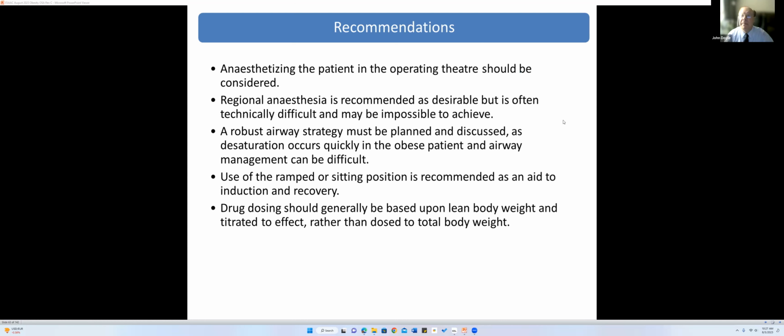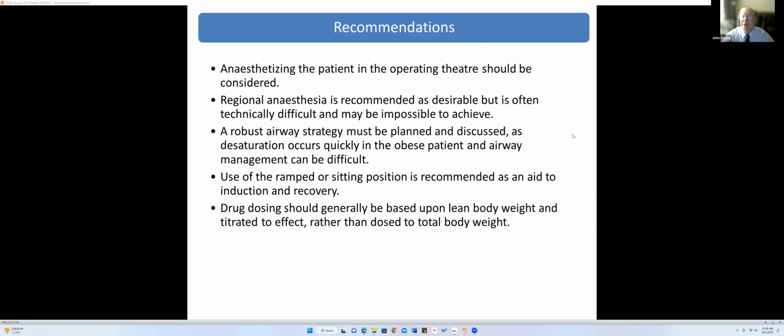Regional anesthesia may be recommended as desirable, but often technically difficult, although ultrasound has changed the landscape in that to a considerable degree. A robust airway strategy must be planned and discussed, as suggested already. Desaturation occurs quickly in an obese patient. Airway management can be difficult. You'll want all your tools to be directly at hand.